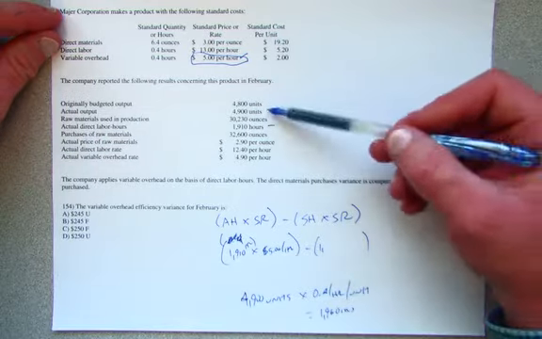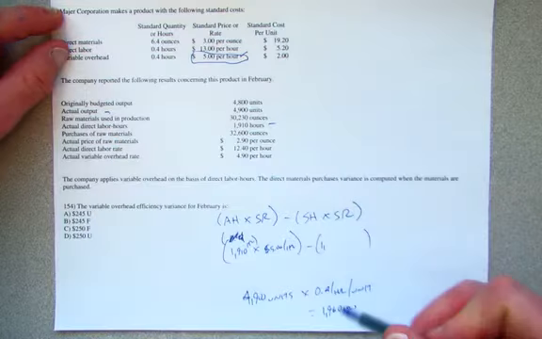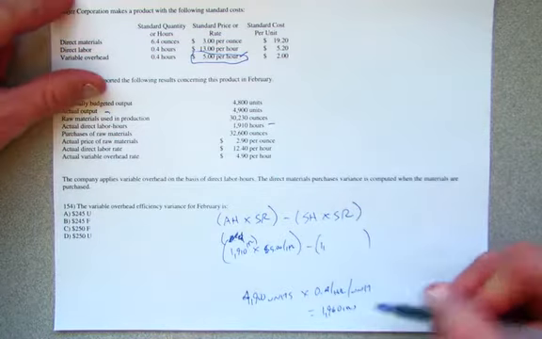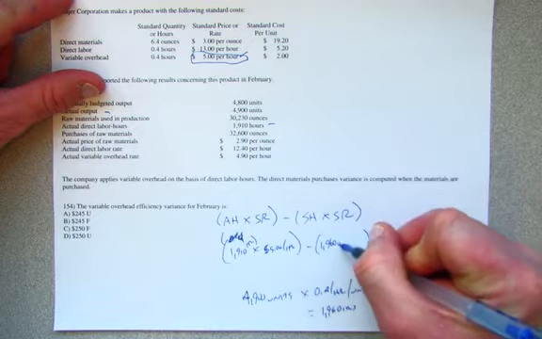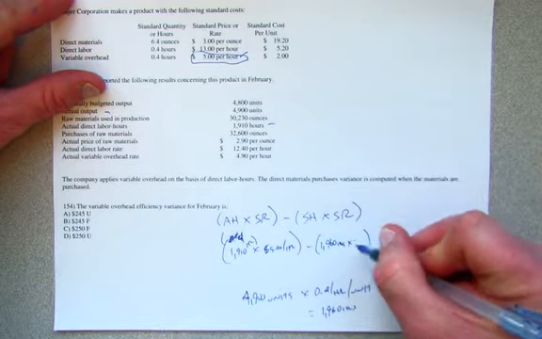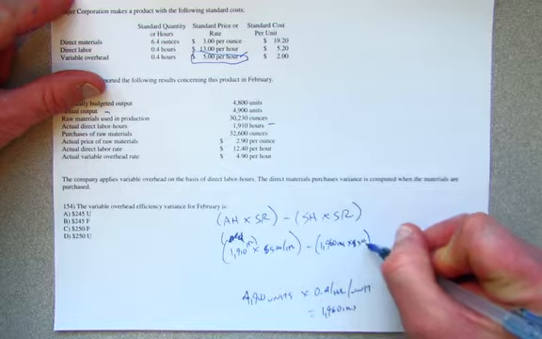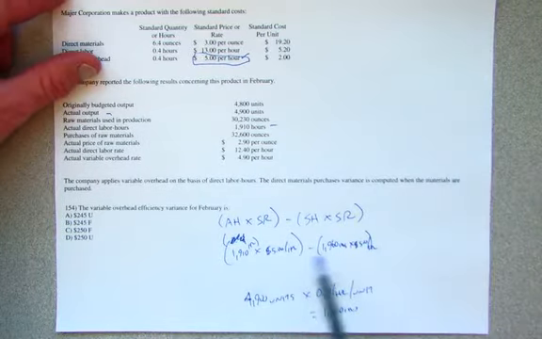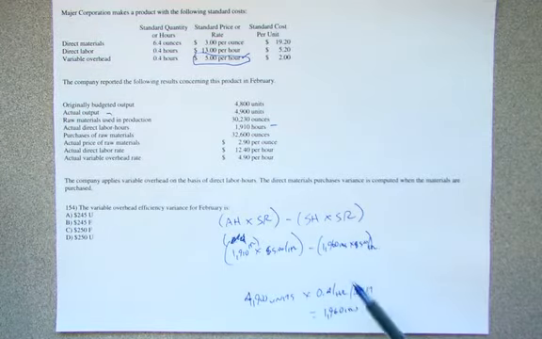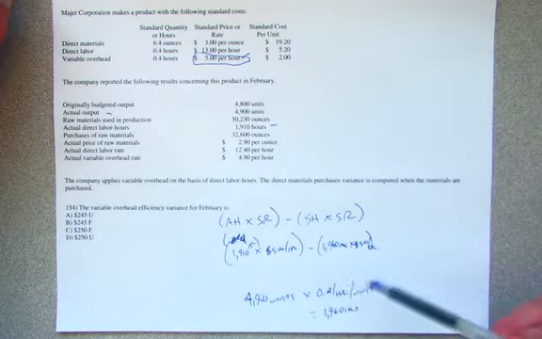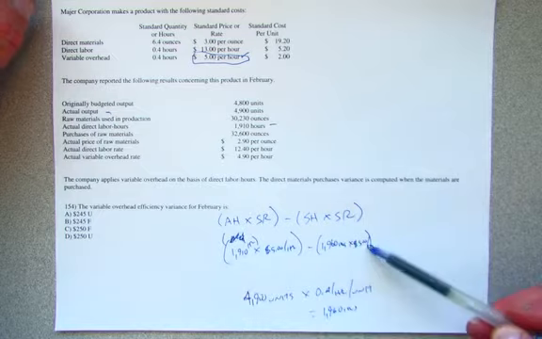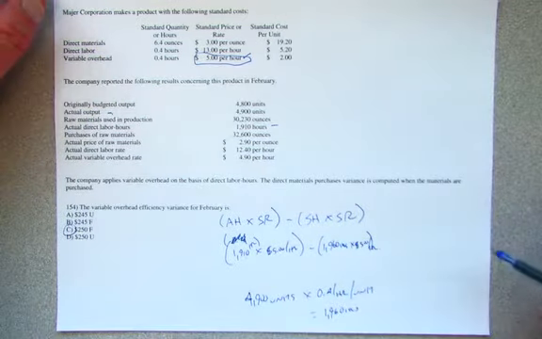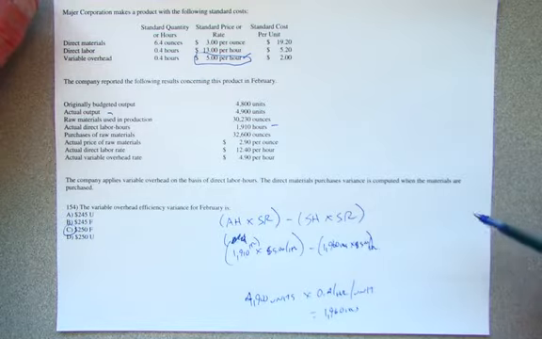We made 4,900 things. That's our actual output. And if the standard is 0.4 hour per item, that means that we should have worked 1,960 hours. And by the way, the standard rate is still $5 per hour, right? So really what we are isolating here is 50 hours difference, favorable again, just like with the labor efficiency variance. So 50 times $5, you can already know the answer is going to be C, $250 favorable, just by doing a little bit of mental math.